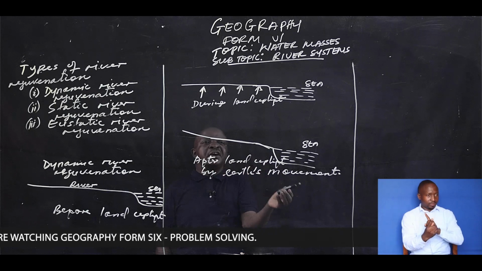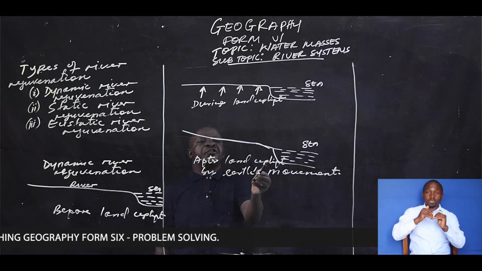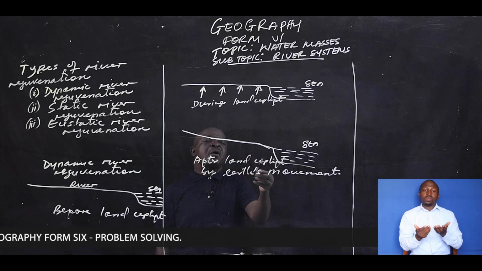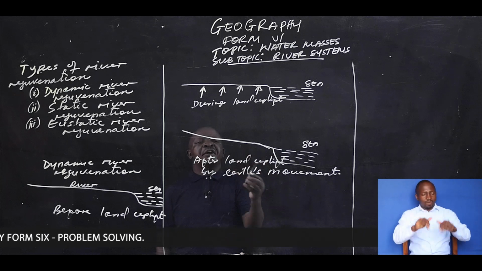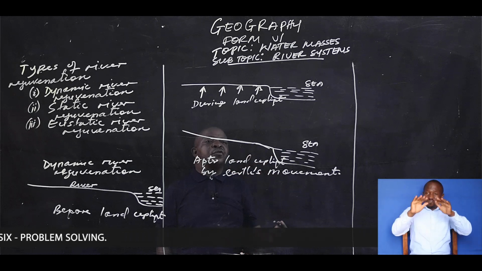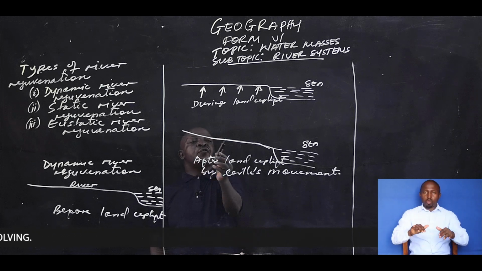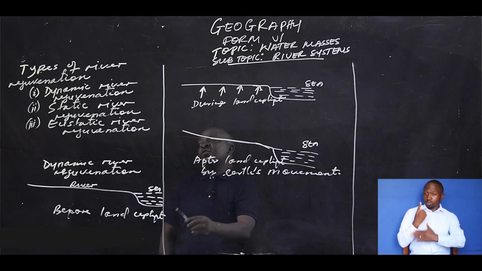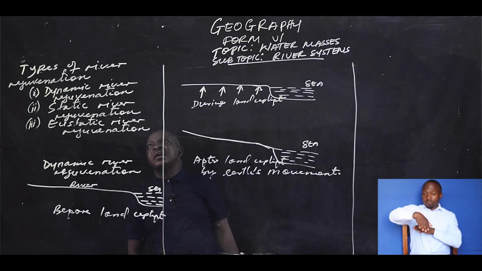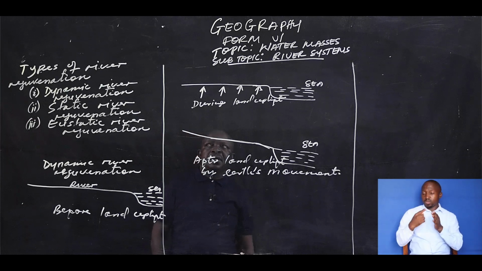As the speed of water increases, the rate and power of erosion also increase. This is the renewal of erosive activity. But this has occurred because of the change of water flow gradient. So this is what we used to call dynamic river rejuvenation.